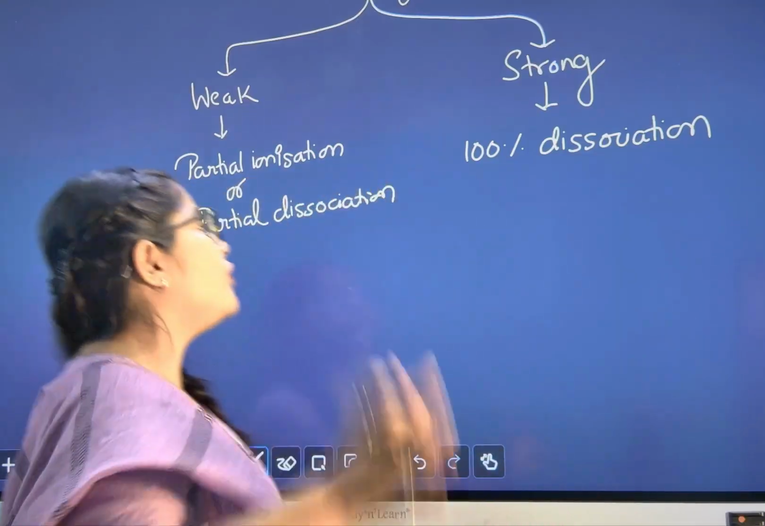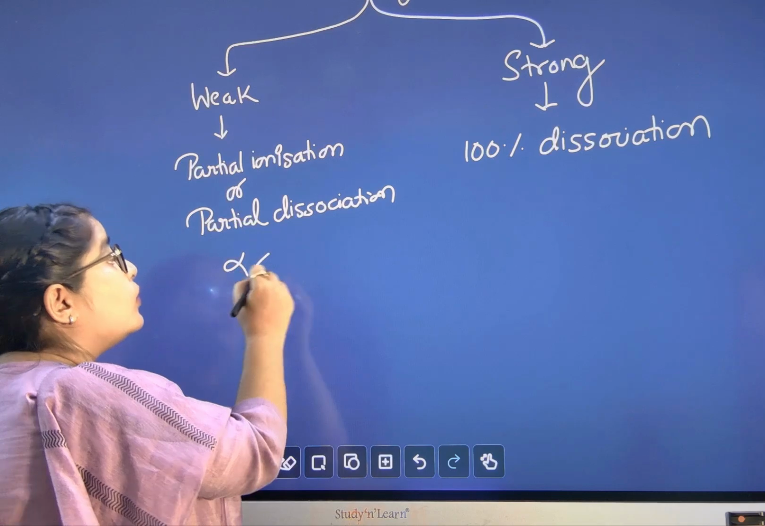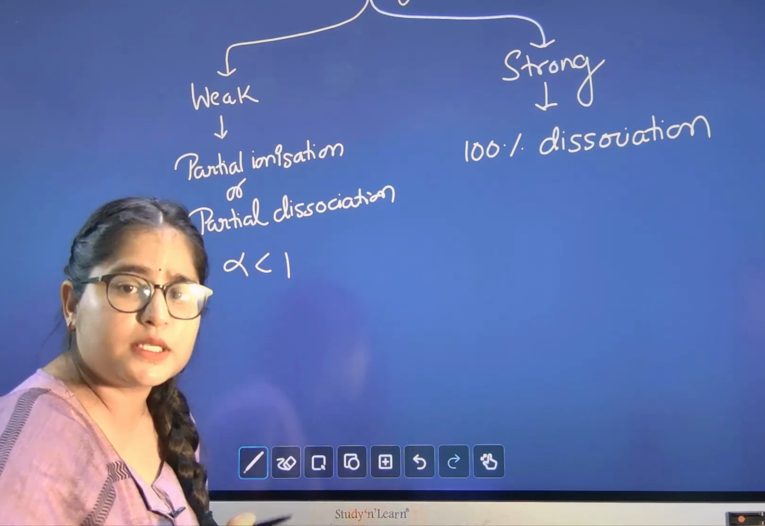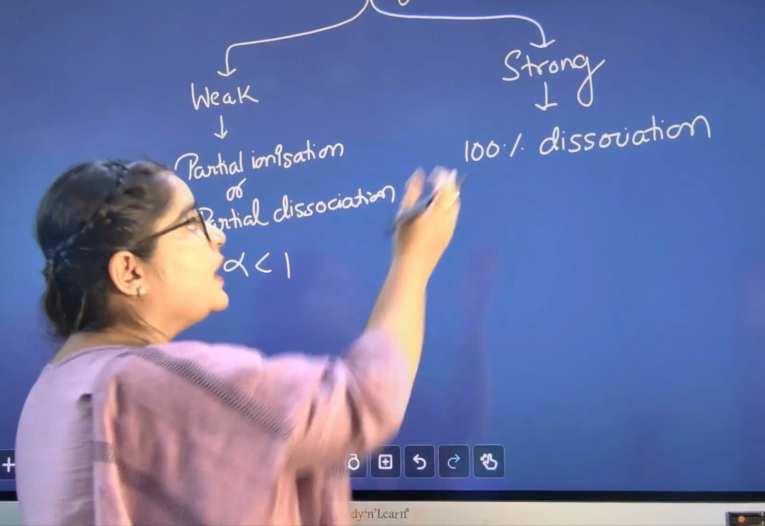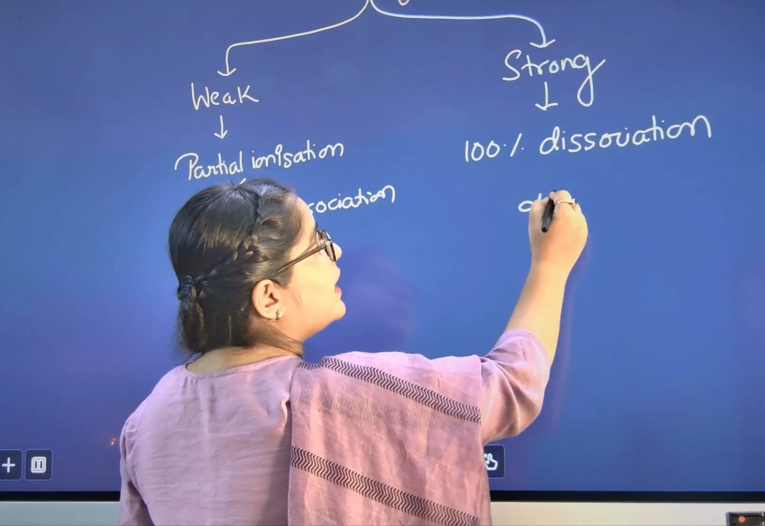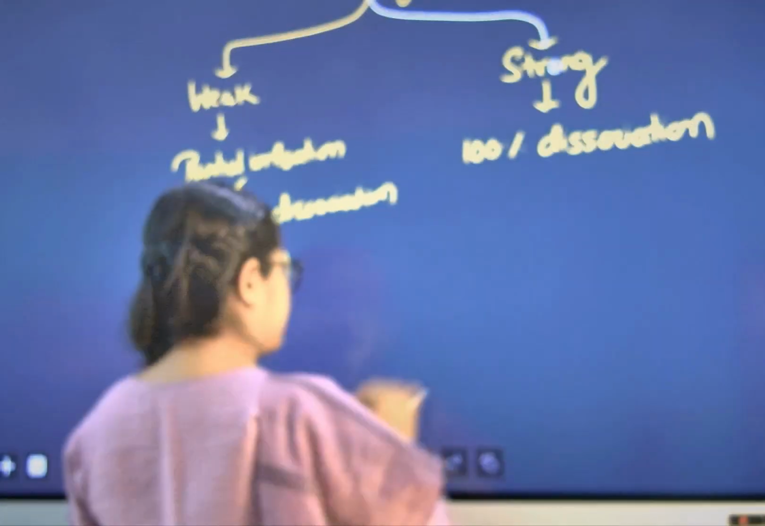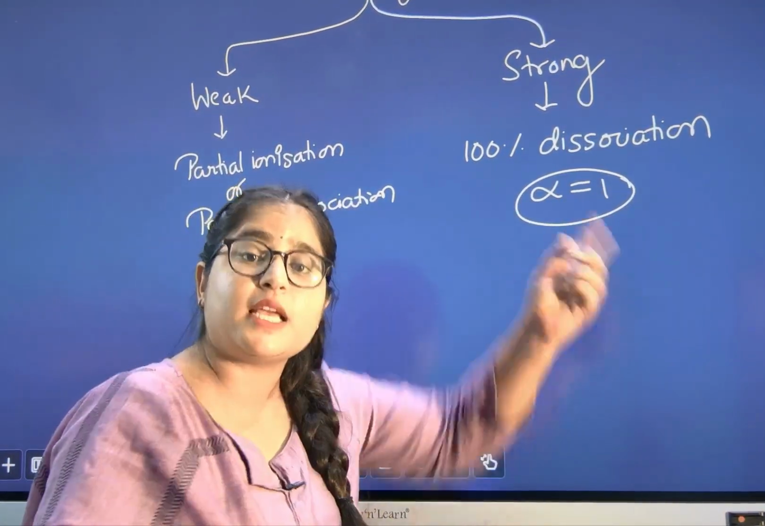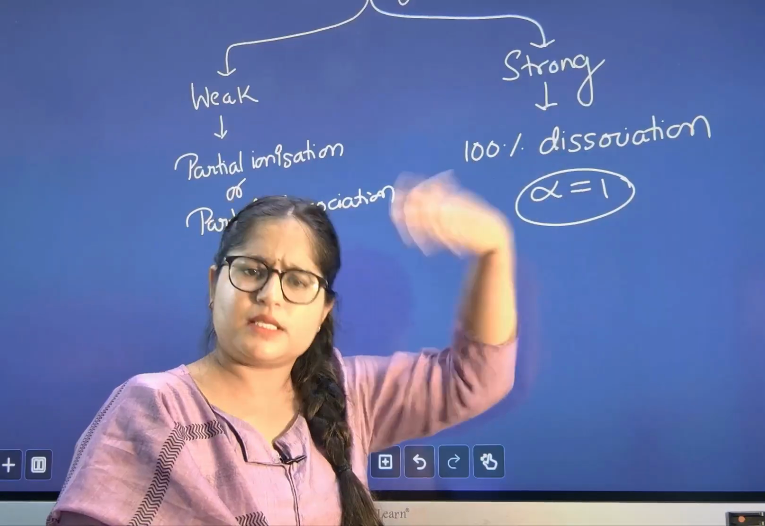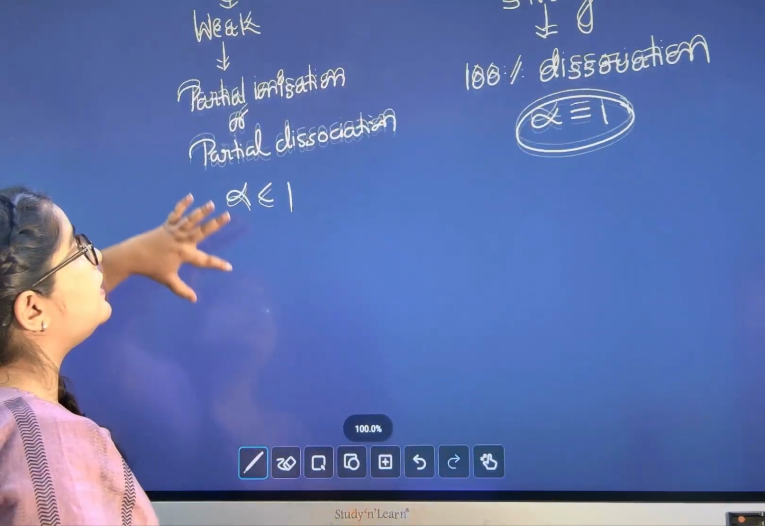Clear? So for weak electrolyte, the degree of dissociation alpha will be less than 1. Why? Because it is not 100% dissociating. It is partially dissociating. So alpha will be less than 1. Here for 100% dissociation, alpha will be equal to 1. Not 100%, partial dissociation, alpha less than 1. Clear? Okay.